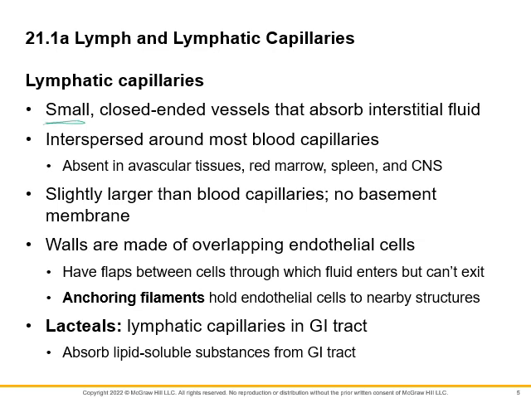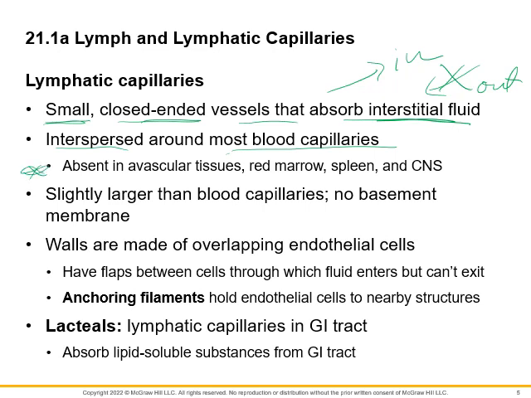Lymphatic capillaries are really small. They're closed-end vessels that absorb interstitial fluid. So you're going to see that fluid really only goes in. It shouldn't be coming out. They're interspersed around blood capillaries. There are some tissues that do not have lymphatic capillaries, but we're starting to see some. I just read an article about how they found some lymphatic vessels in the brain. So who knows, maybe we just haven't found them all yet.